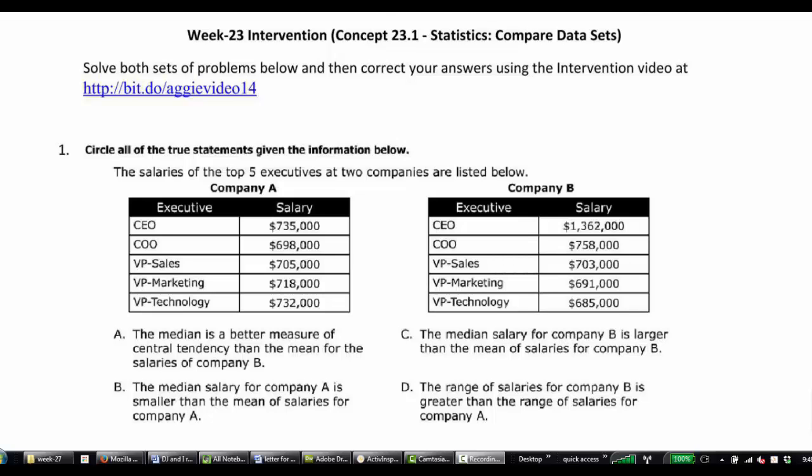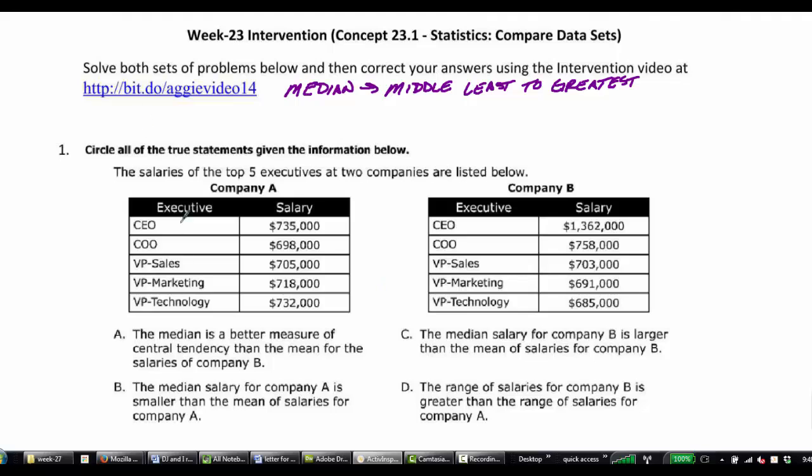Here we go with the week 23-1 intervention, comparing data sets and statistics. And we're going to be using a couple of terms here that we've discussed in class. We're going to be talking about the idea of medians. And the median is the middle when you've put them in order least to greatest or greatest to least. Once you've done that, you're working with the median.